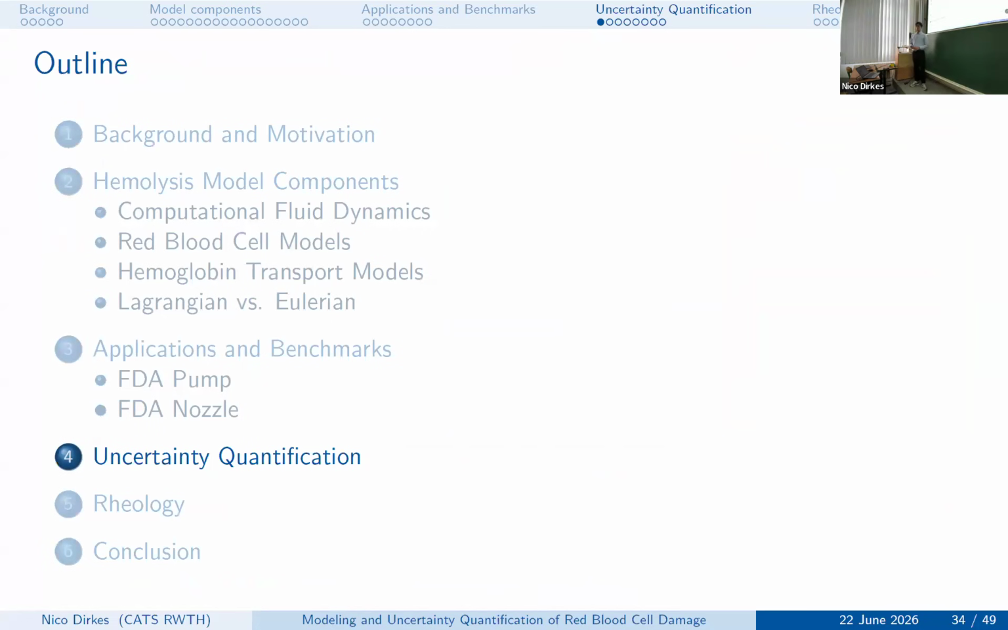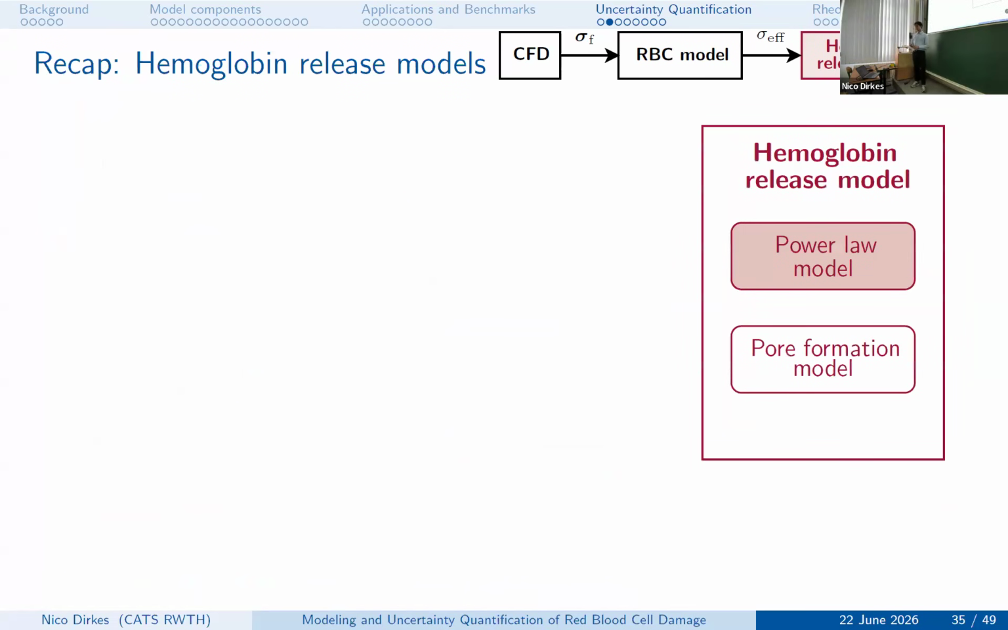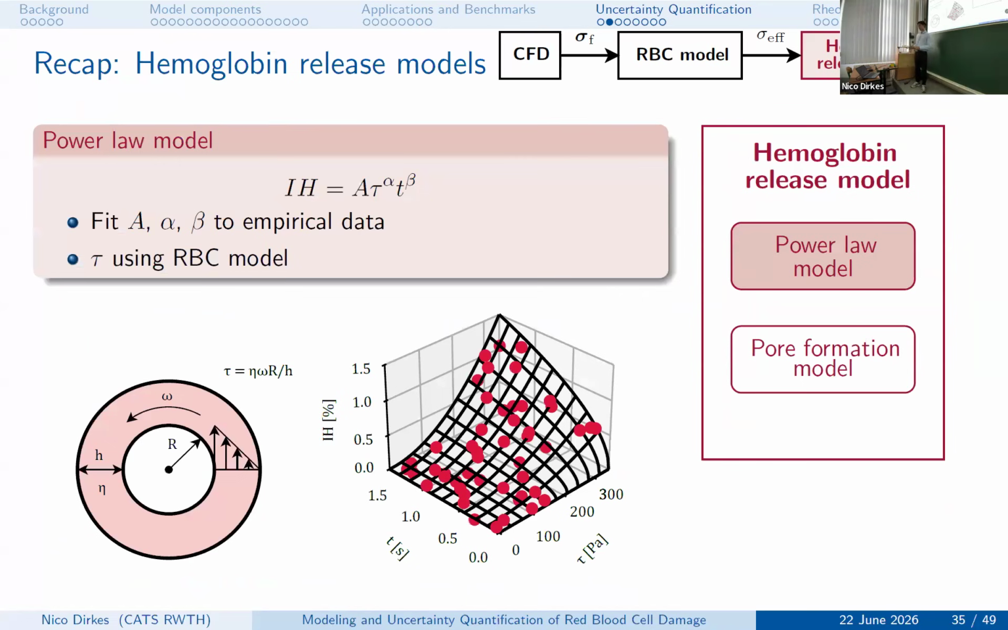Now I want to talk about two more applications of these models. First, uncertainty quantification. If we go back to the hemoglobin release models and specifically the power law, I told you how we usually obtain these parameters A, alpha, beta from these experiments, basically with this curve fit. The issue is that there are many different sets of these parameters A, alpha, beta. Many different laboratories have done the same experiments, but they always get different values for these parameters.